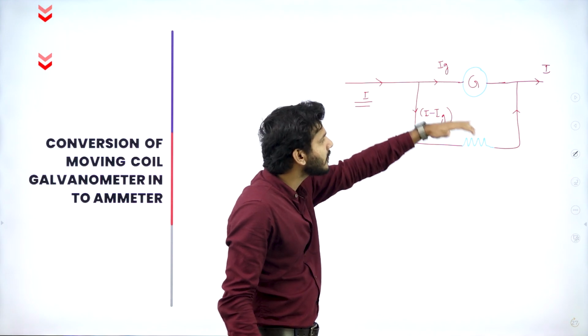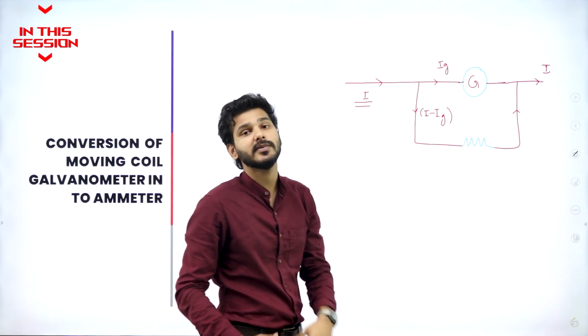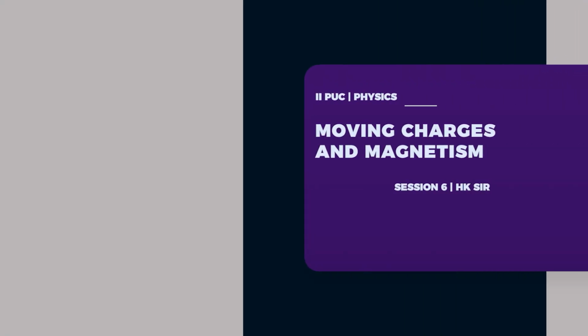The voltage drop between these two terminals, or simply the voltage between these two, will be equal. The voltage will be the same. Only the current will be differing.